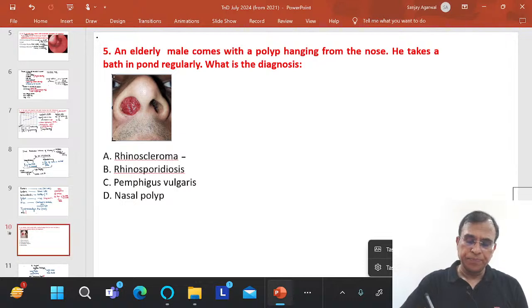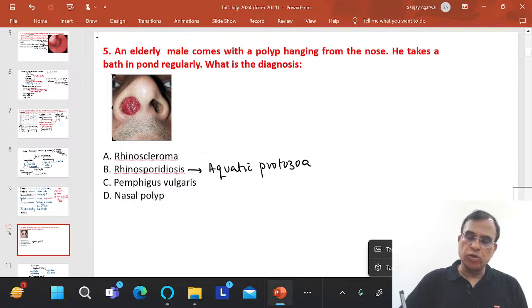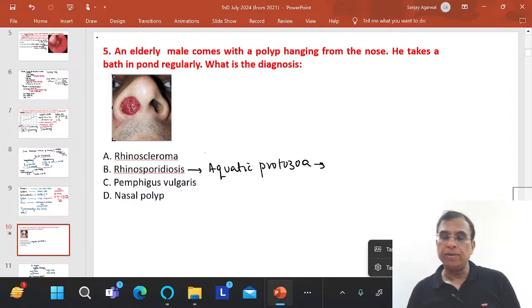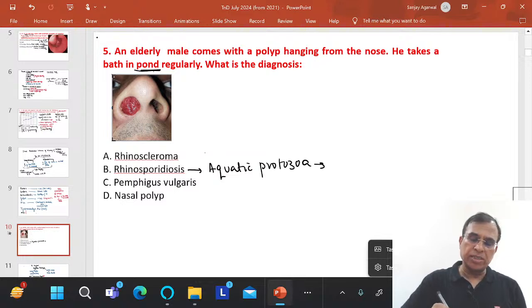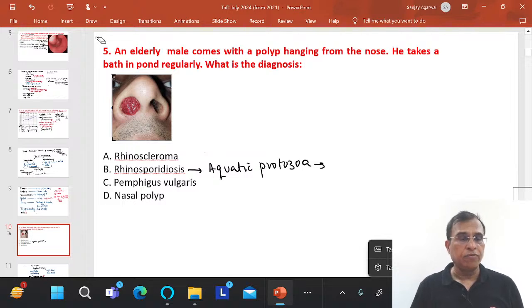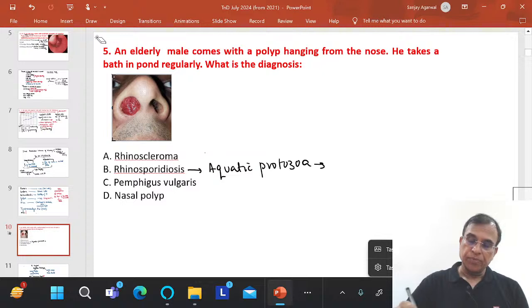Rhinoscleroma has no history of bathing in a pond. That is only seen in rhinosporidiosis, because the rhinosporidiosis organism is an aquatic protozoa, so it grows in water. That's why you can see it in ponds. So that is a very good hint for rhinosporidiosis. And rhinosporidiosis is also called strawberry polyp.